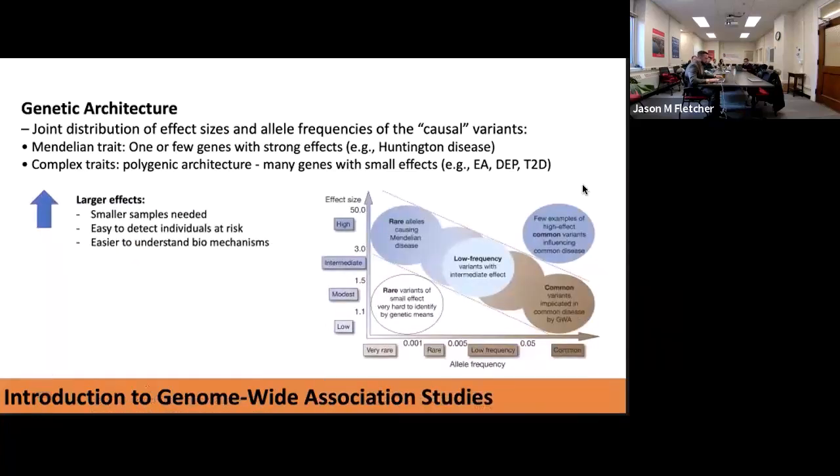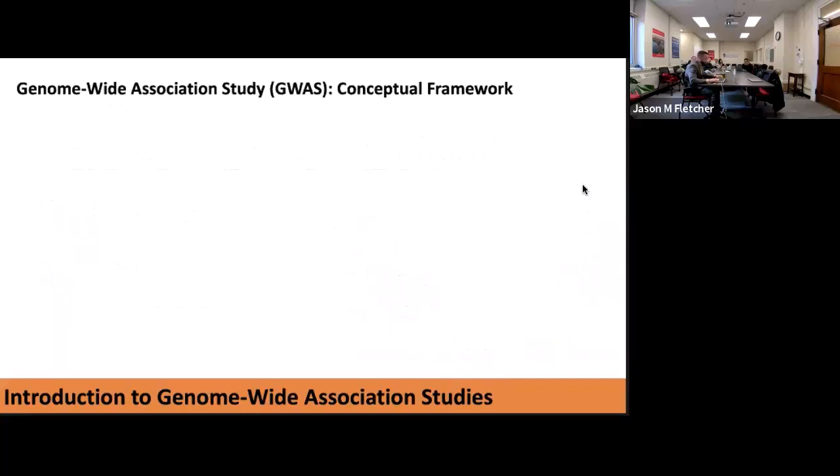So typically, the larger the effects of the genetic variants, the smaller the sample sizes required to identify these variants. It is easier to detect individuals at risk, and the biological mechanisms underlying are easier to understand. For complex traits, however, genetic variants with small effect sizes require larger sample sizes. It is more difficult to identify individuals at risk, and of course, the biological mechanisms are also more complicated to uncover and to understand.